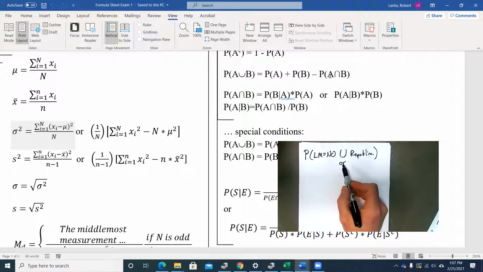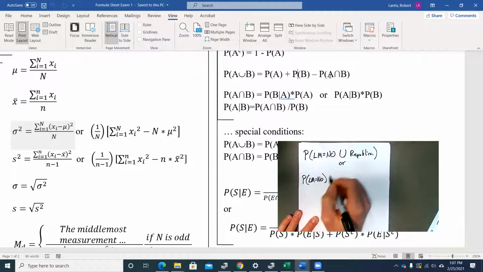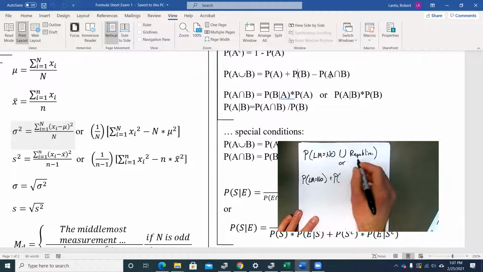So here I'm looking for the union. I could rewrite this as the probability of that first event plus the probability of that second event, but then subtract, right, the intersection. I ran out of room here.